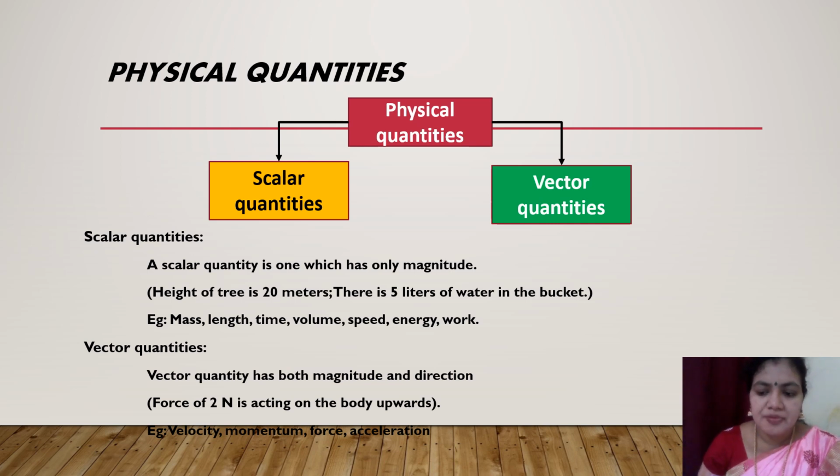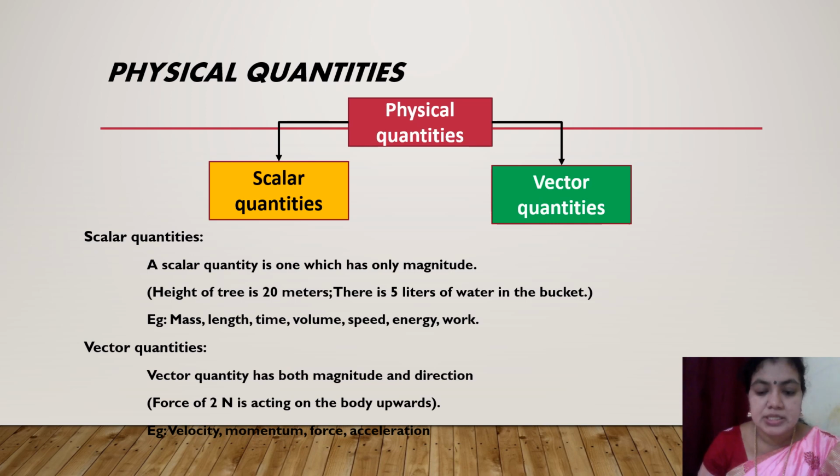As we think of the term physical quantities, it could be categorized into two types, scalar quantities and vector quantities. A scalar quantity is the one which has only the magnitude. Say the mass of a substance, for example, 50 grams. We are referring only to the magnitude. The length of a thread, a 5 centimeter thread. So I am just referring to the magnitude.